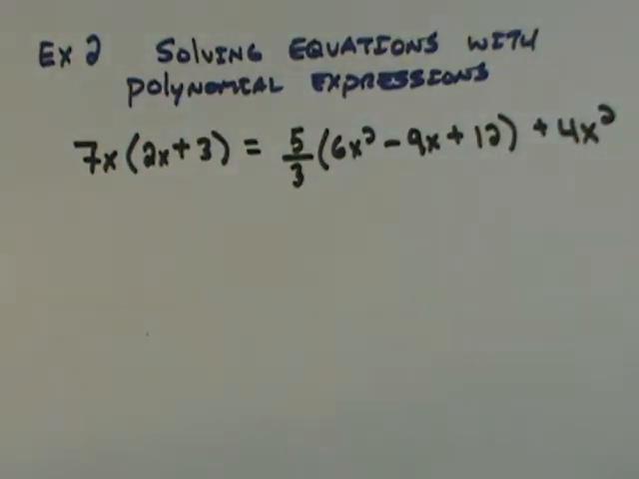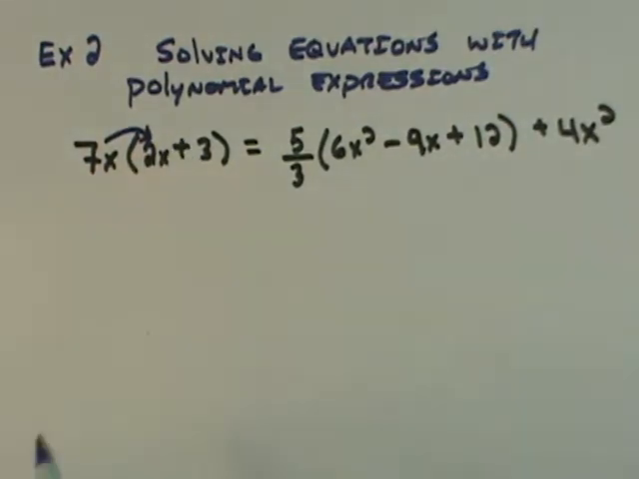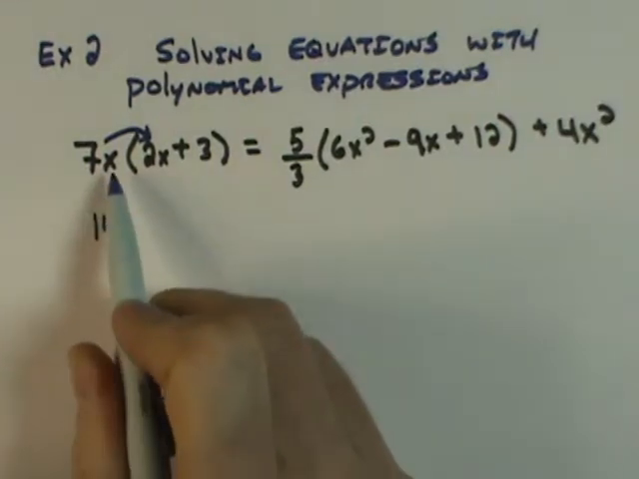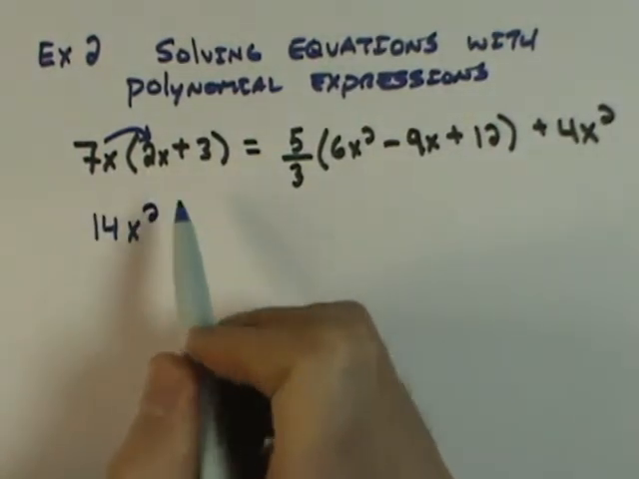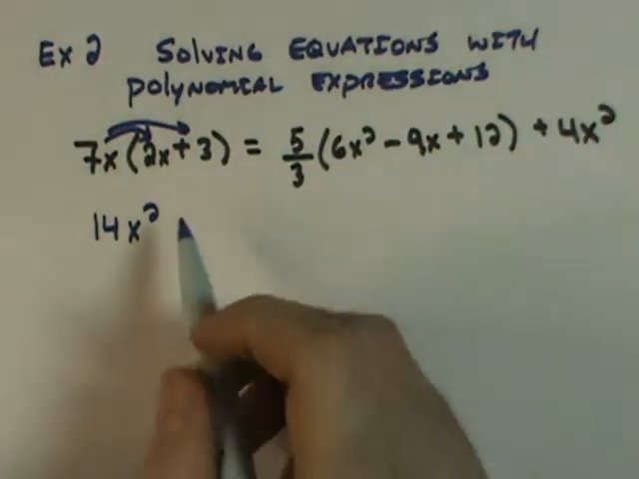So we'll start on the left-hand side as usual. We want to distribute the 7x across the set of parentheses. 7 times 2 would be 14. x times x would be x squared. 7x times 3 would be 21x.